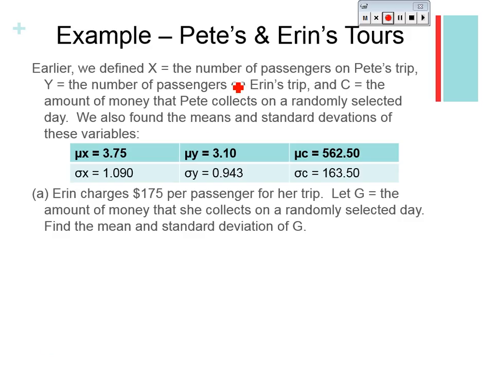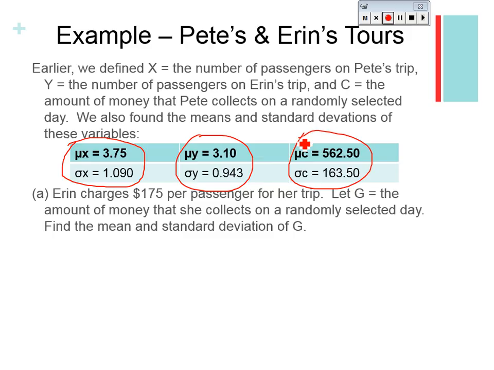Another example here would be revisiting Pete and Erin's tours. It says earlier we defined X as the number of passengers on Pete's trip, Y the number of passengers on Erin's trip, and C the amount of money that Pete collects on a randomly selected day. We also found the means and standard deviations of these variables. So this right here is the mean and standard deviation for Pete's Jeep tours. Here is the mean and standard deviation for Erin's adventures. And here is the mean and standard deviation for the amount of money that Pete collects.